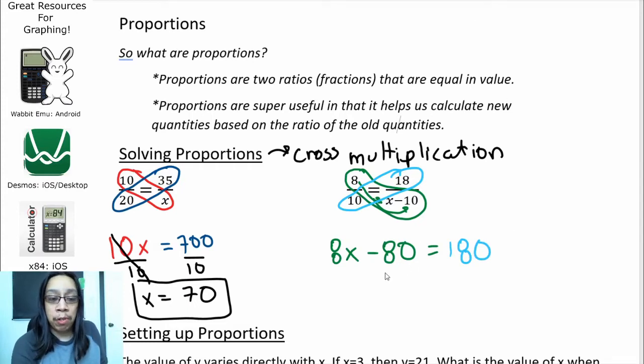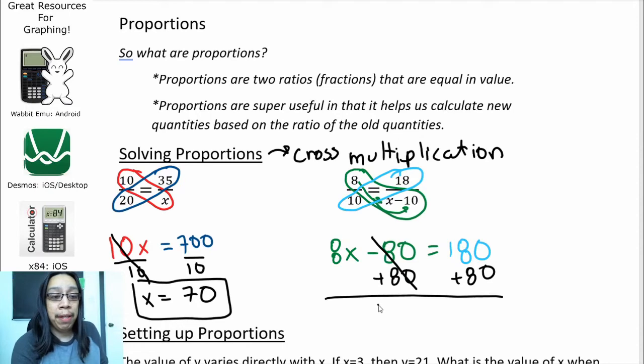So using your inverse operations, what we're going to do is add 80 to both sides because it's the opposite of subtraction. This creates a zero pair. In other words, it just cancels out. All we're left with is 8x equals 180 plus 80, which is 260. And now all we're going to do from here is just divide both sides by 8.